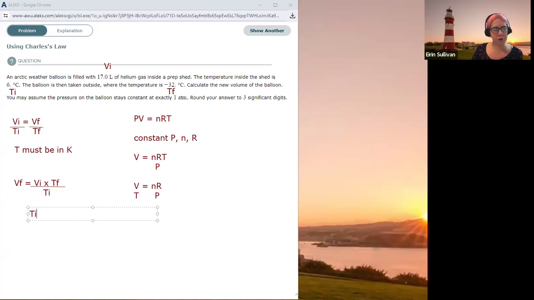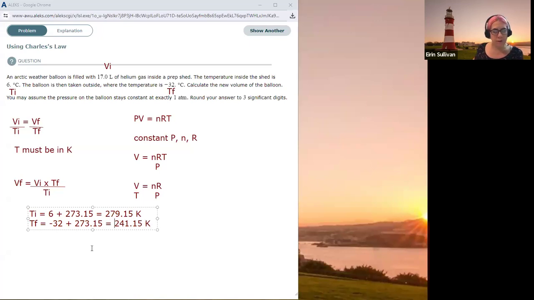So my initial temperature was 6 degrees Celsius. You have to add 273.15 to convert that into Kelvin. So that's 279.15 Kelvin. And my final temperature was minus 32 degrees Celsius. So again, we're going to add 273.15. So minus 32 plus 273.15 is 241.15 Kelvin. So those are the numbers you have to use for your initial and final temperature.